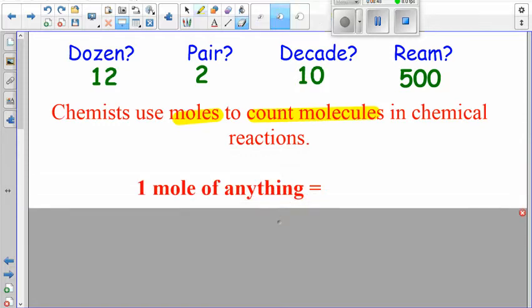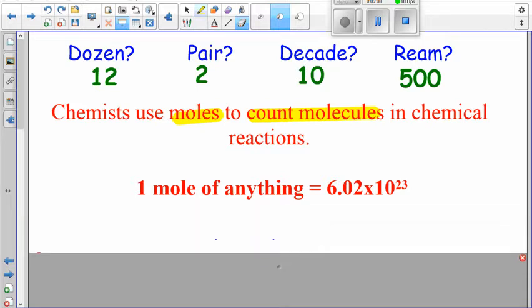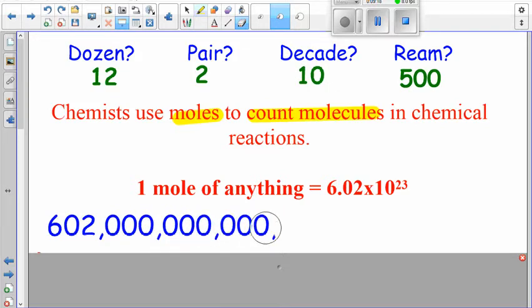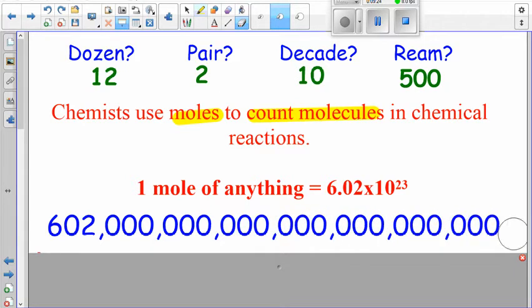Here's what 1 mole is. Okay? You absolutely have to write this down. Here's what 1 mole equals. 1 mole equals 6.02 times 10 to the 23rd. So simple. Times 10 to the 23rd. So here is what that number is. That would be 602 followed by 21 zeros.